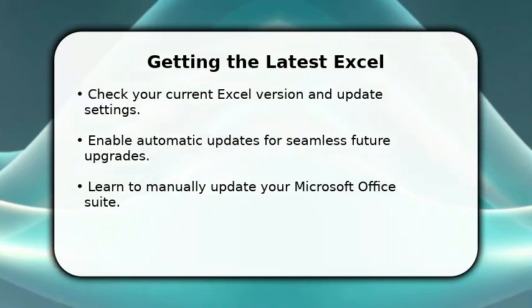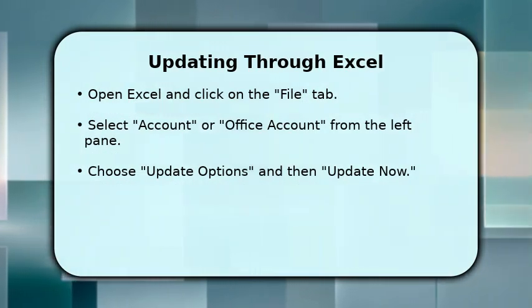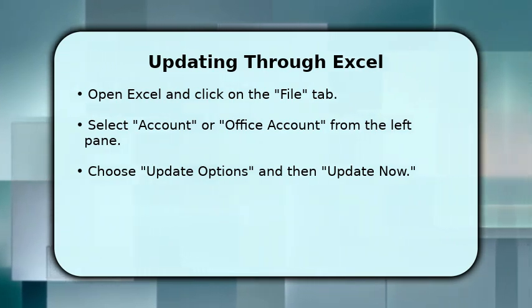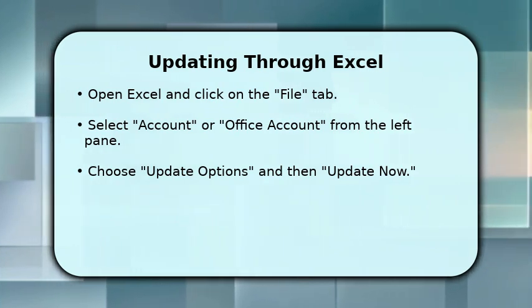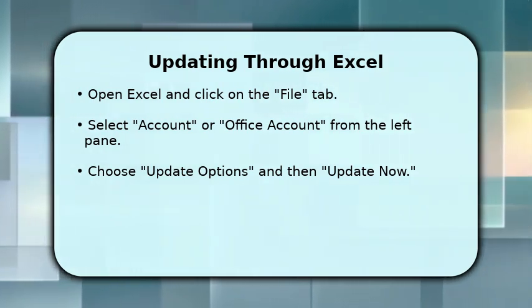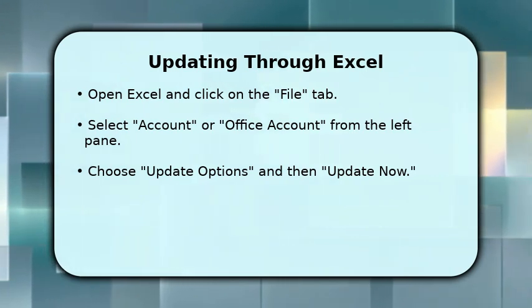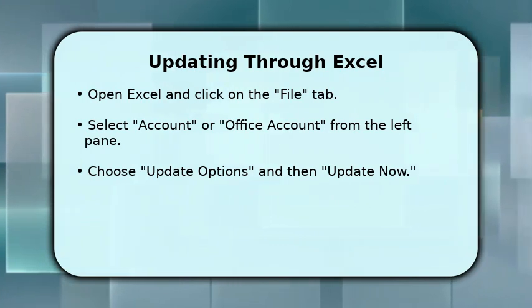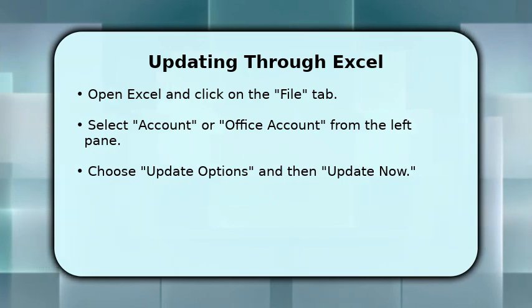improvements at your fingertips. To update directly within Excel, begin by opening the application and navigating to the File tab. From there, look for Account or Office Account in the left-hand menu and click on it. You will then see Update options. Select this, and finally, click Update Now to prompt the system to search for and install any available new versions of your software. This is a straightforward way to keep your program current.